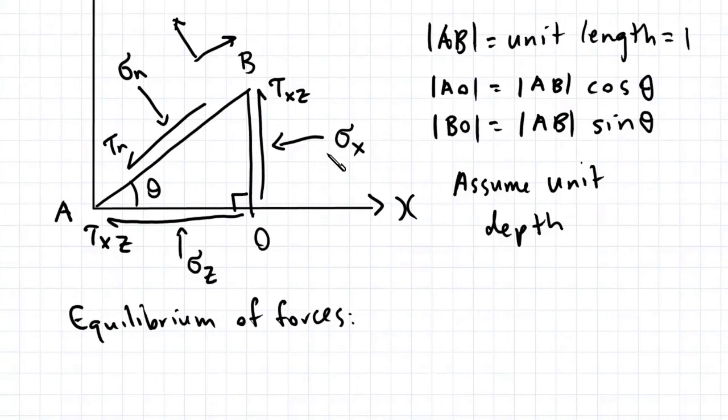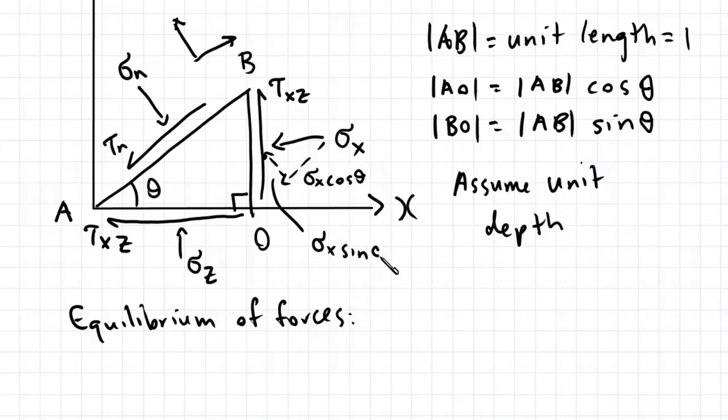So this works out to be sigma x cosine theta. This works out to be sigma x sine theta. So this is a right angle triangle, and this angle is theta. This works out to be sigma z cosine theta. And this stress here works out to be sigma z sine theta.